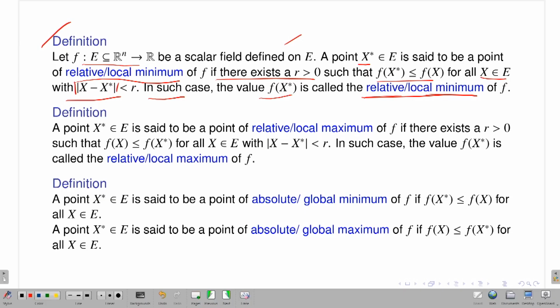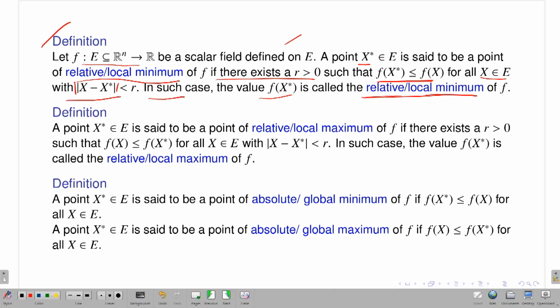Of course, one point you should notice is that I am dealing with a scalar field. Therefore, this ordering makes sense. If instead of the range R, I had R2, this would no longer make sense. So, it is okay to deal with a scalar field. This is what is called relative or local minima.